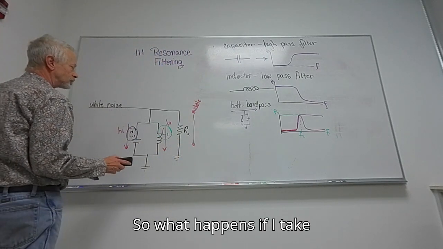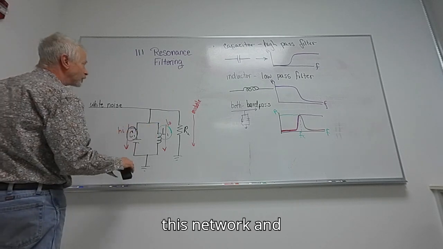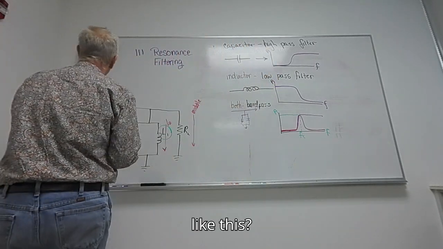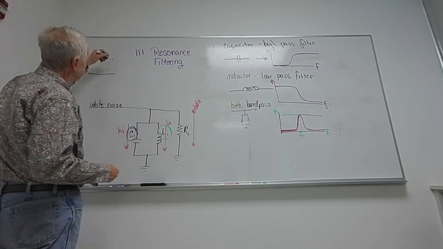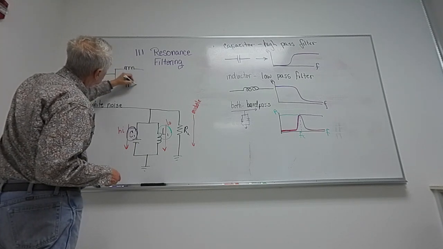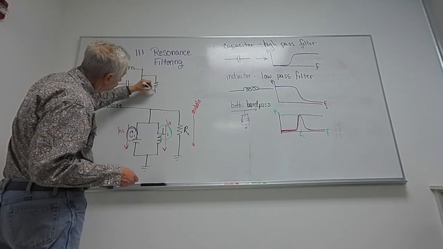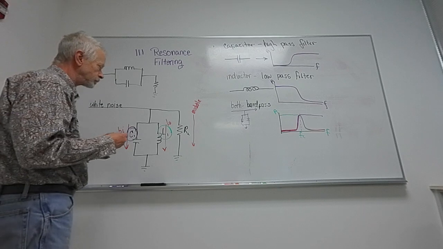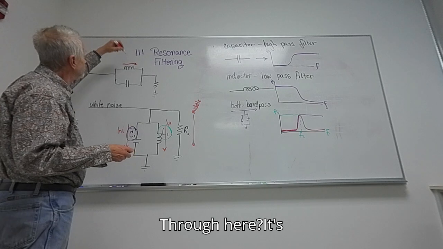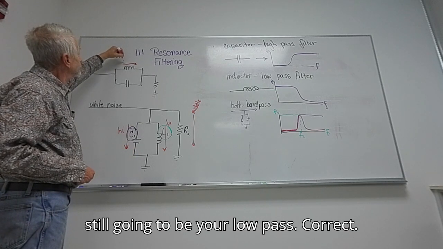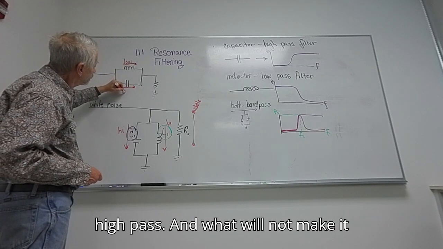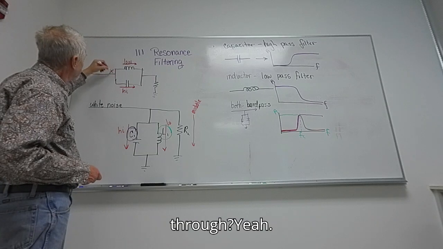So what happens if I take this network and put it in series, like this? Through here? It's still gonna be your low pass. Correct. Through here? And what will not make it through?